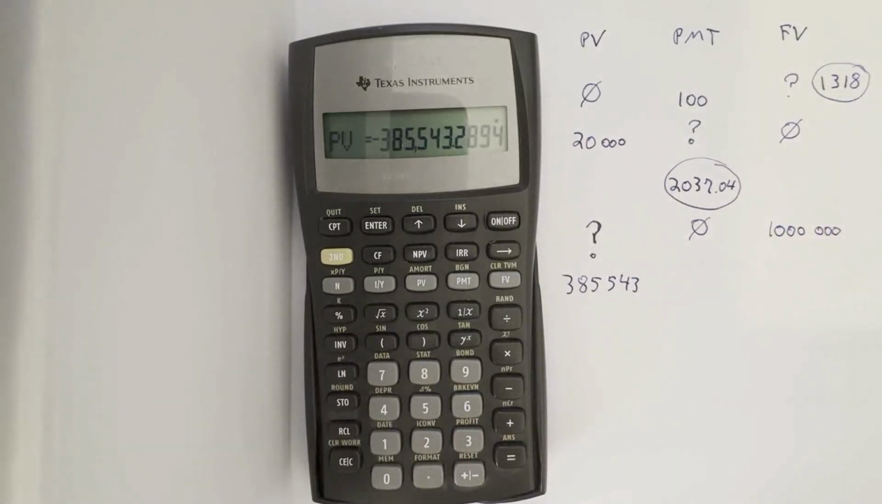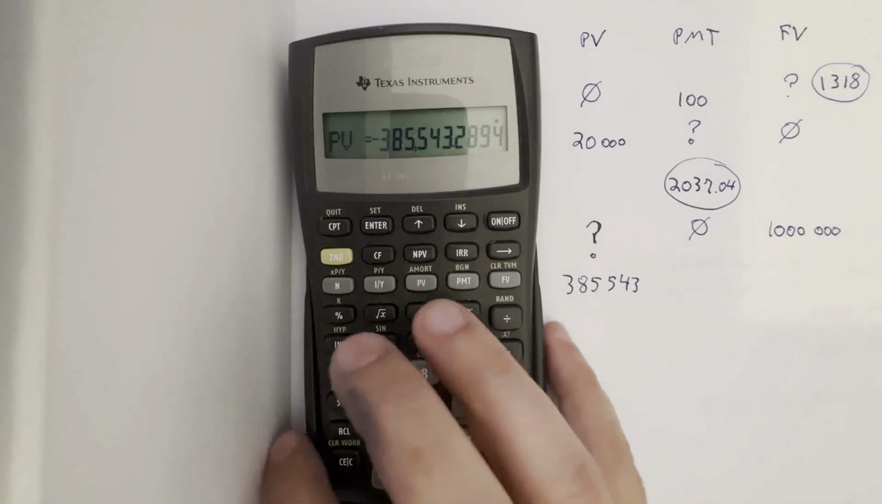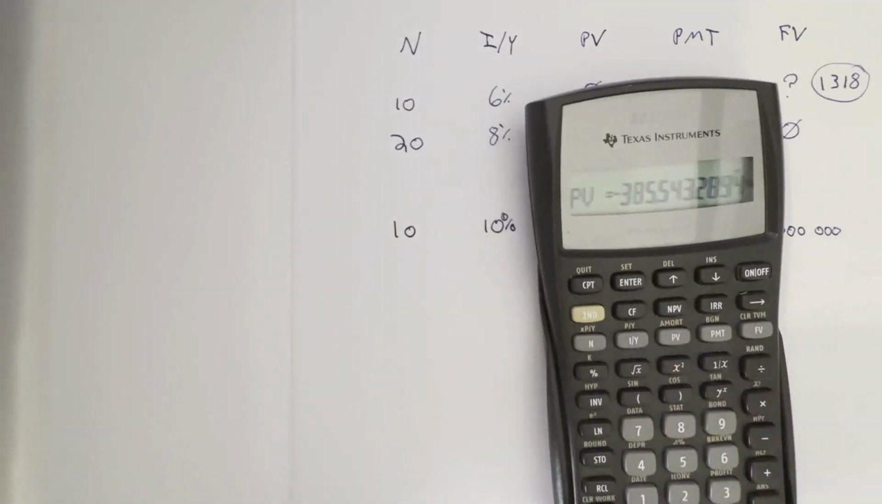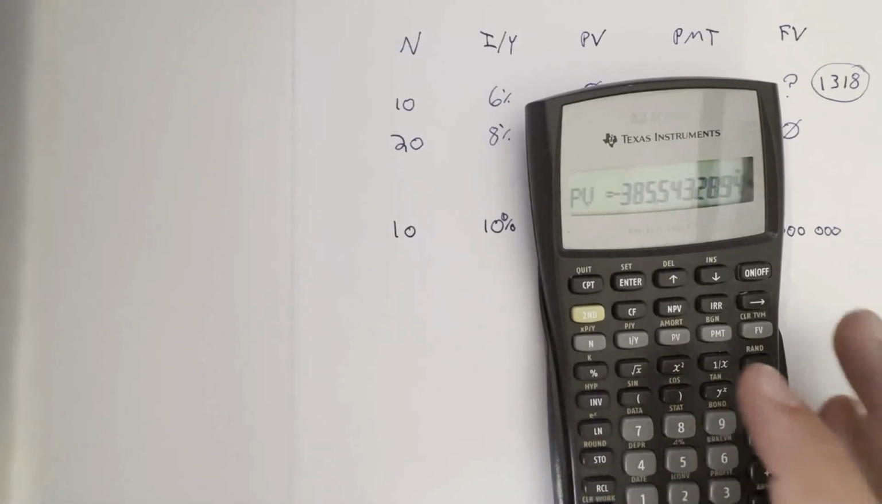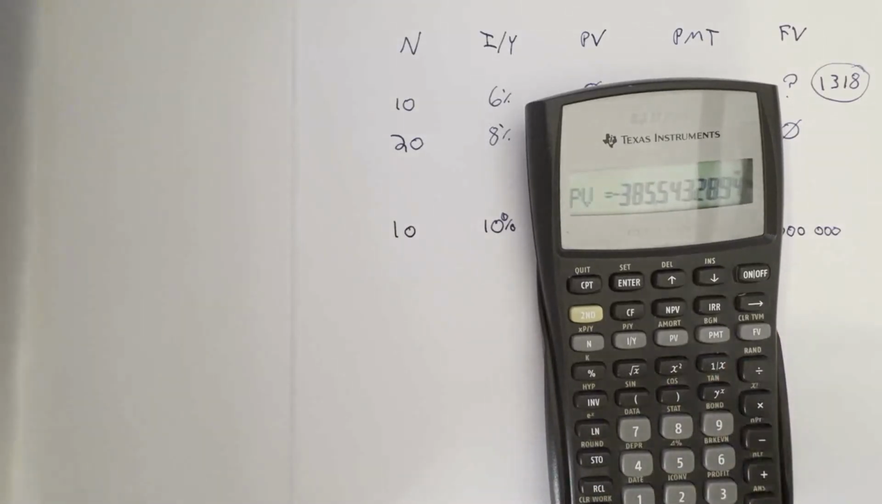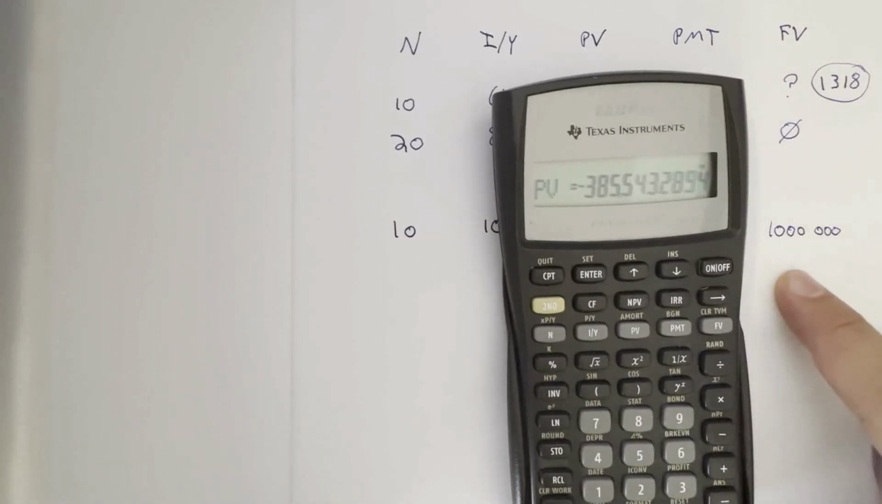So that is $385,543. So if I receive $385,543 today, and I grow it for 10 years at a rate of return of 10%, assuming that there's no additional deposits or withdrawals, it'll be worth $1 million in 10 years. So if I have a choice of $1 million in 10 years or $800,000 today, well, I'm going to take the $800,000 today.